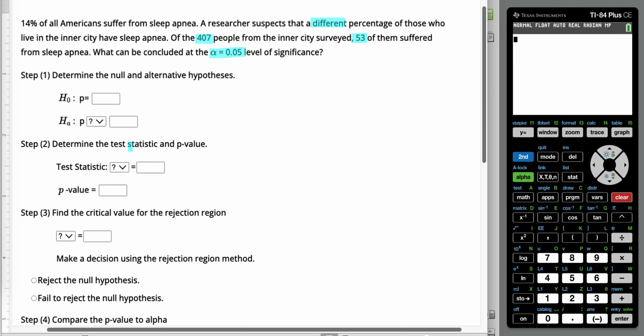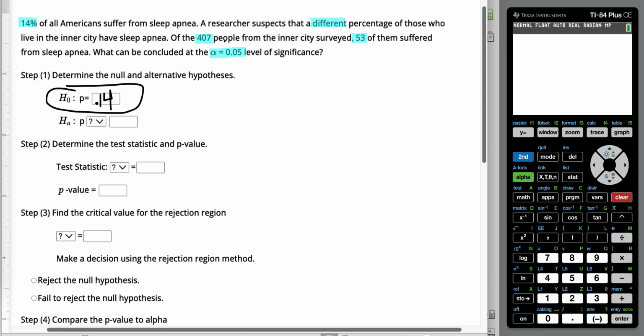So in this example here, we're talking about proportions. We're talking about a proportion of 0.14. That is what is being stated as the historical value. So we're saying for the null hypothesis that the proportion of people that suffer from sleep apnea is 0.14.